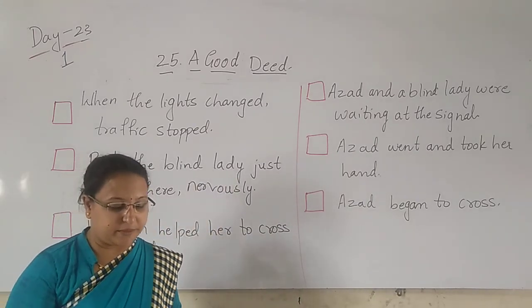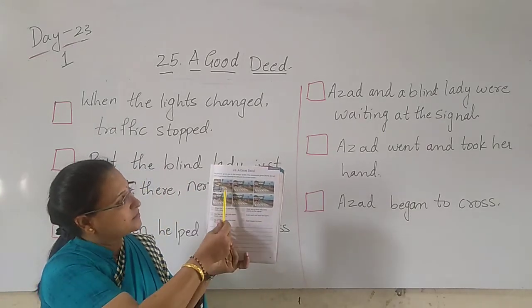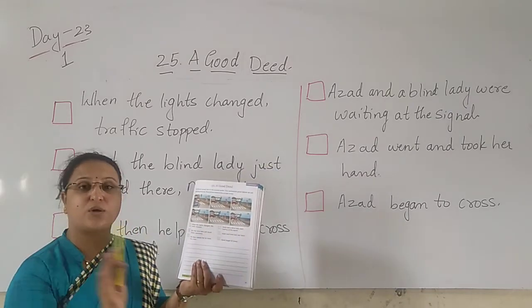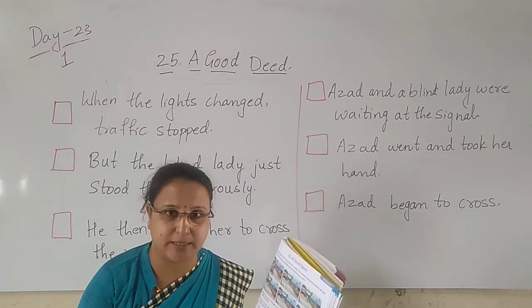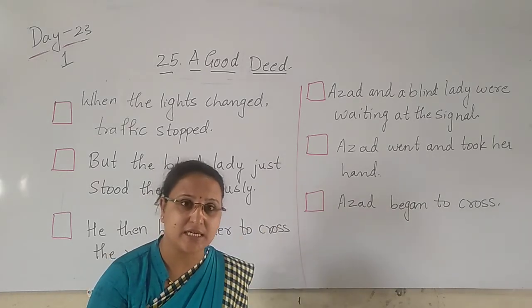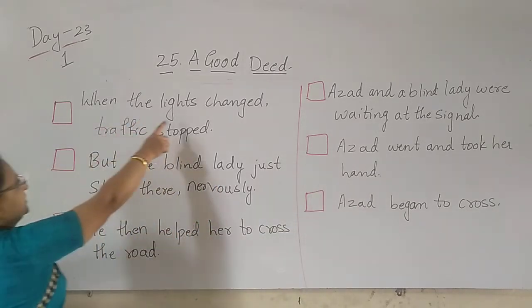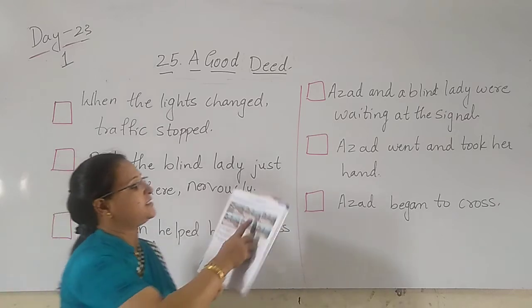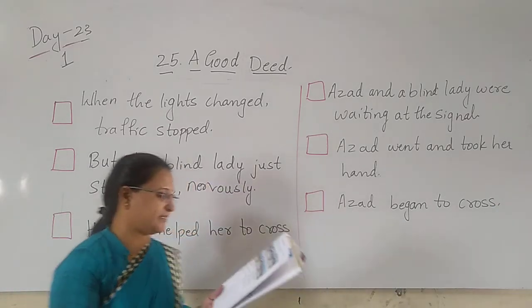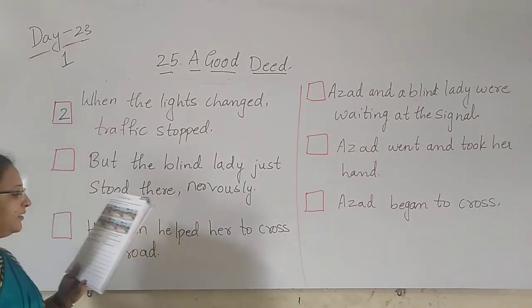Now in the pictures also, children, you can see I have shown you the pictures. Here they have given the numbers 1, 2, 3, 4, 5 and 6. But the sentences are not arranged in the same way. Yes or no? The sentences are not arranged in that way. So what is given first here? When the lights changed, traffic stopped. So when the light changed, the traffic stopped. That is the second sentence.